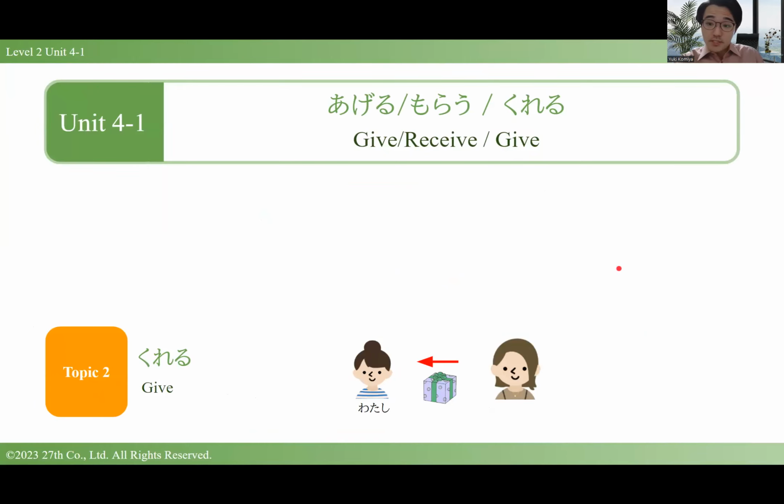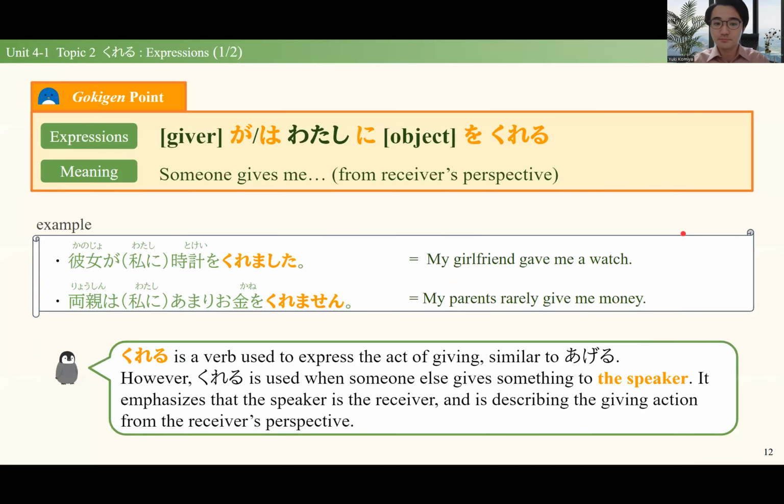So that was giving and receiving, and there's actually another way of describing the giving action. This is kureru. This one could be a little complicated. So kureru, if you make it into English, that's also give actually. But what it means is that somebody gives me something. Giver ga, o, wa watashi ni object o kureru. So watashi ni kureru. Now, what's complicated here is it means giving, but it's the giving action described from the receiver's perspective.